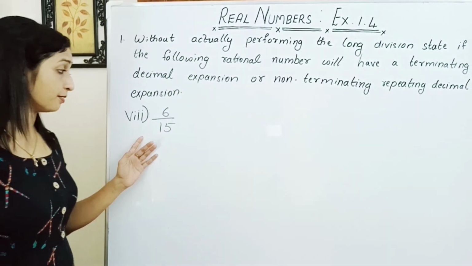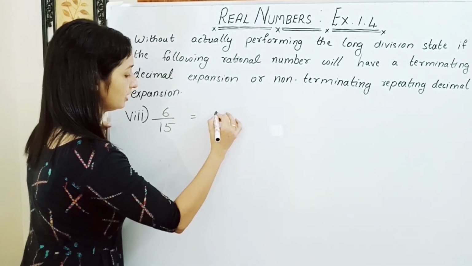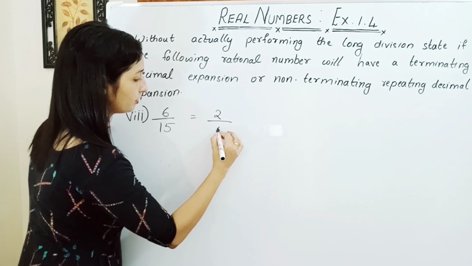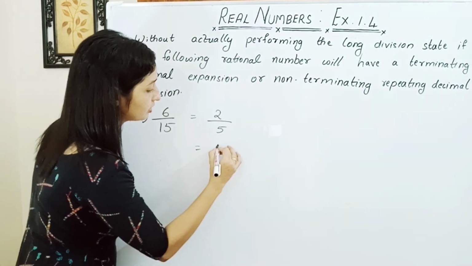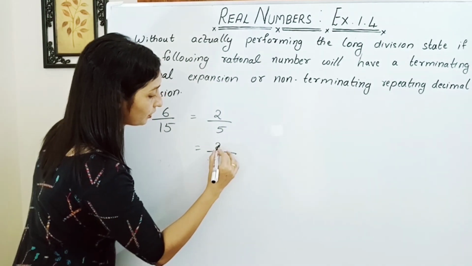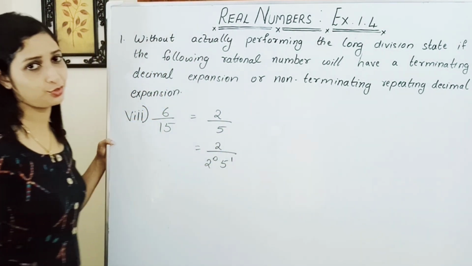So this is our question number 8, which is 6 by 15. How do you simplify it? It is 3 2s are and 3 5s are. So you have got it as 2 by 5. Now how can I write this 2 by 5 as? You can write it as 2 by 2 raised to 0 into 5 raised to 1.